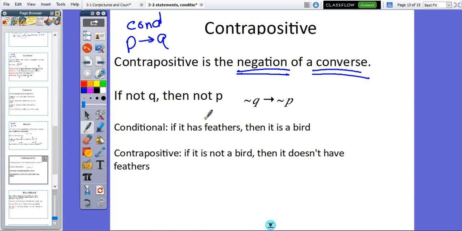So if it has feathers, that's our original P, then it's a bird, that's our original Q. Now that's going to come over here, and that's going to come over here, and we're going to negate it. If it's not a bird, so not Q, then it doesn't have feathers, not P. Again, both true statements, so this is a good statement you guys made. Good job. And again, still keeps the validity the same, still true.